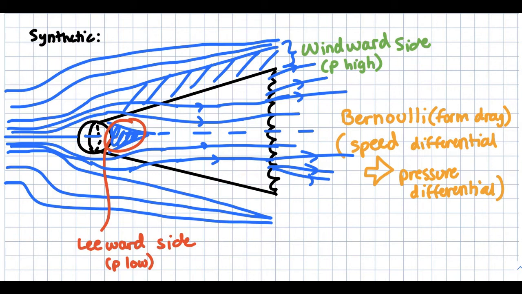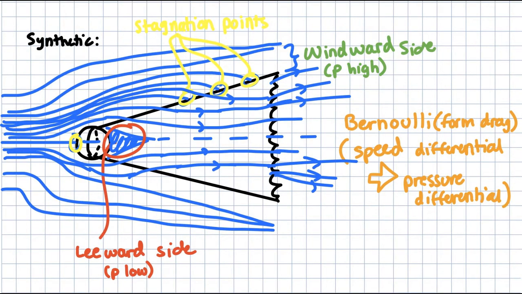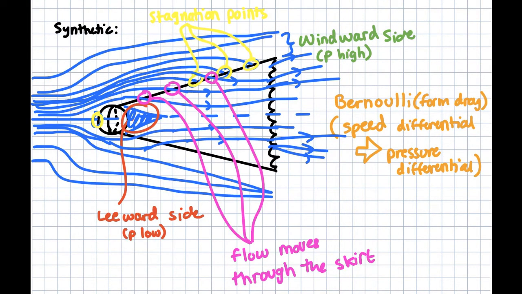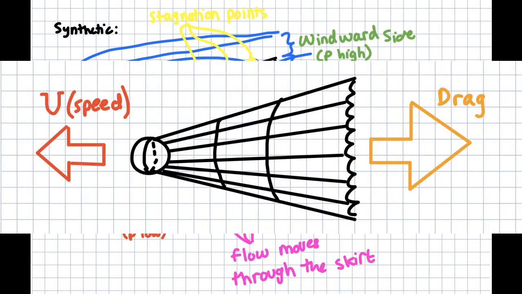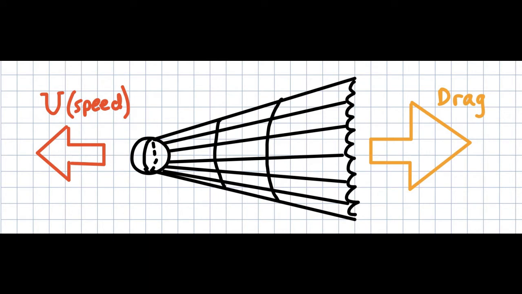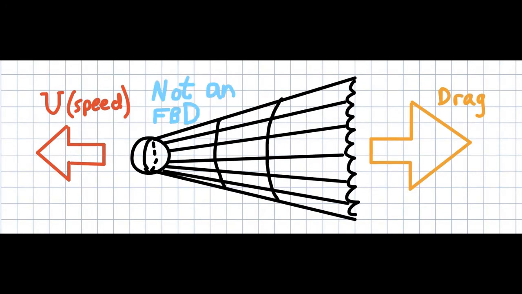The high pressure is caused by fluid, air, stagnating on the surface, and the low pressure region is caused by the high velocity fluid moving through the holes in the skirt, which we know from Bernoulli's equation is inversely related to the pressure. Force is acting from a high pressure region to a low pressure region, which in our case is opposing the velocity of the shuttlecock, the definition of a drag force.